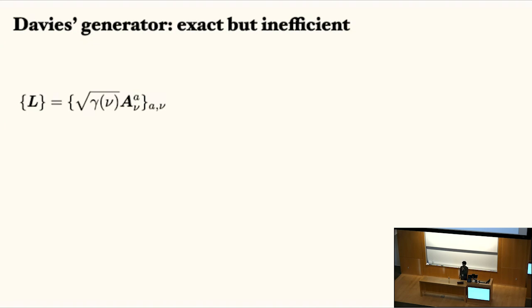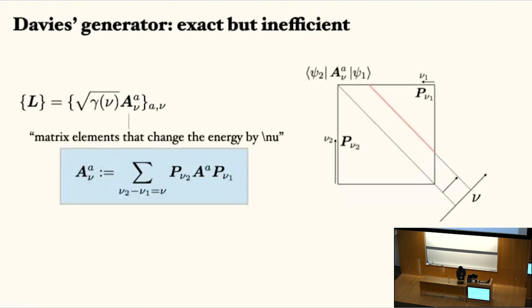So here's the Davis generator. Its jump operators, its Lindblad operators, look like this. They are parameterized by a label A and a label nu. So what are they? These A_nu are matrix elements that change the energy by nu.